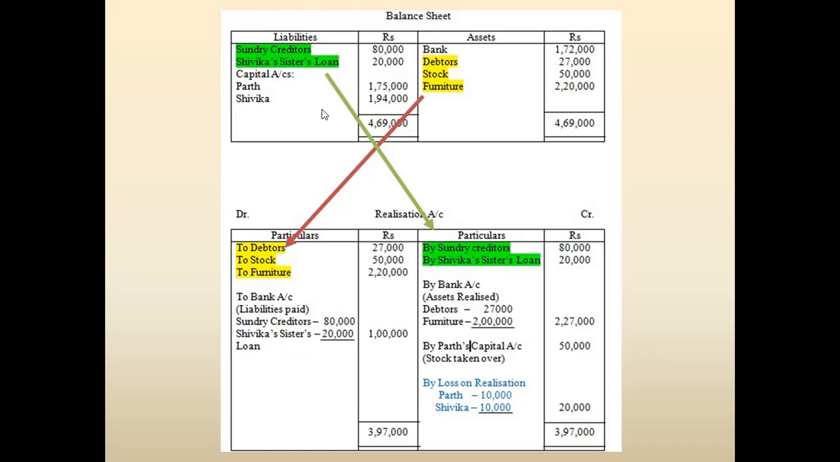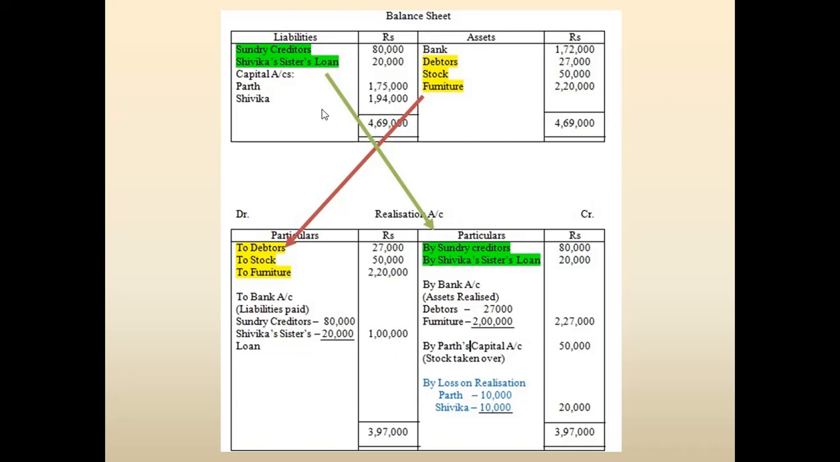External liabilities include your sundry creditors, long-term or short-term loan taken from someone else. Even loan taken from partners' relatives is treated as external loan. And bills payable. All these are your liabilities. Remember that bank overdraft is also a liability, but bank overdraft will not come in the realization account. We include that bank overdraft in the bank account.